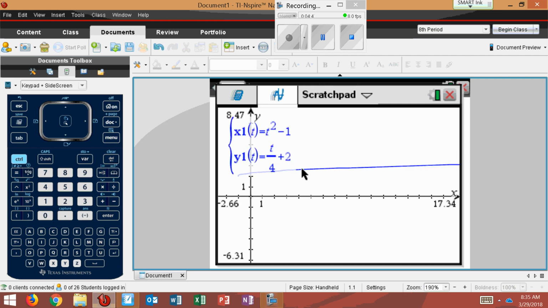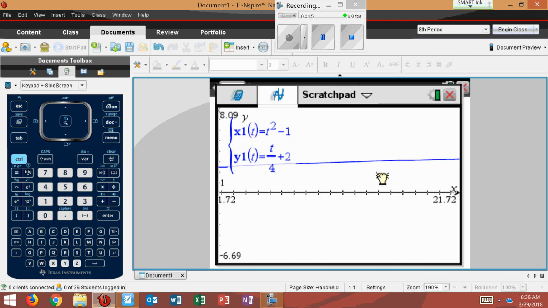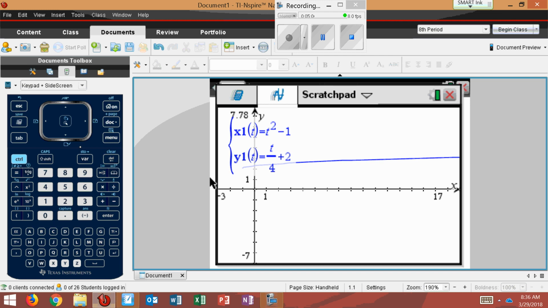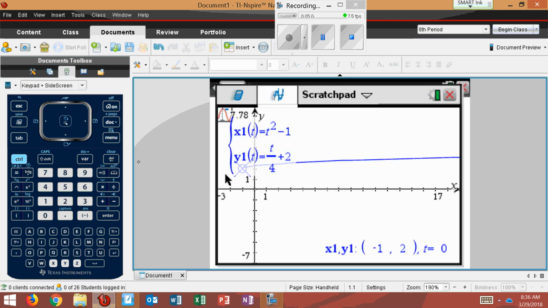Before, we had 6 seconds we looked at from -3 to +3, and it was a parabola just like right in here. Now we're only looking at 5 seconds from 0 to 5, but you can see it's a lot longer because it's picking up speed as it goes. Again, if you want to know that, you could go to trace and graph trace, and you can see the values.